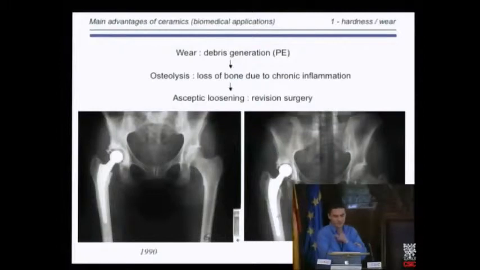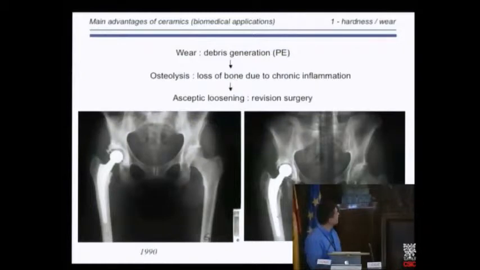First, just some advantages of ceramics for what we are looking at. We know that ceramics are very hard, so they have good wear behavior. If the wear behavior is better than that of metals or polyethylene, you generate less debris when you are wearing two parts one against the other. In a hip prosthesis, one part is wearing against another one, so the femoral head is wearing against a cup.